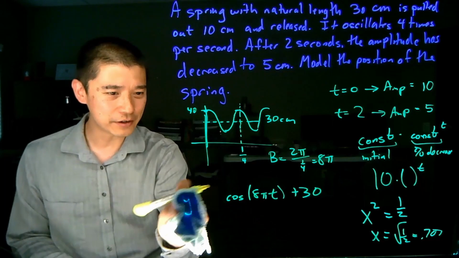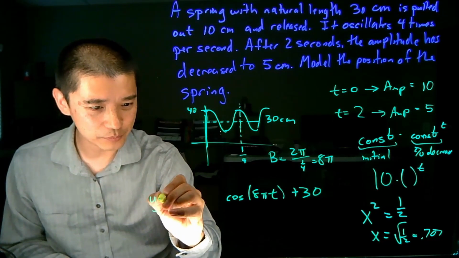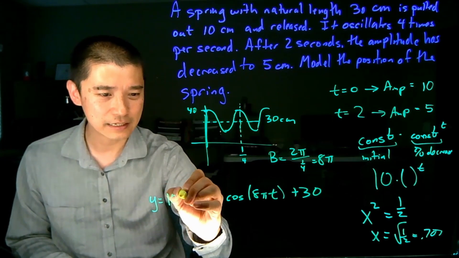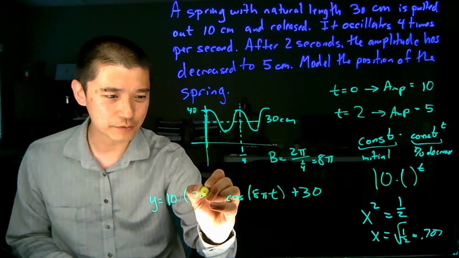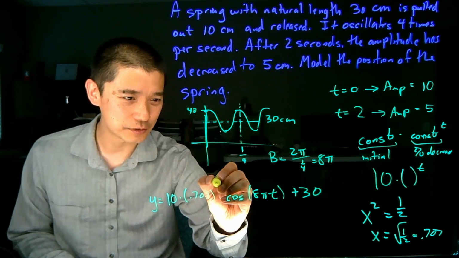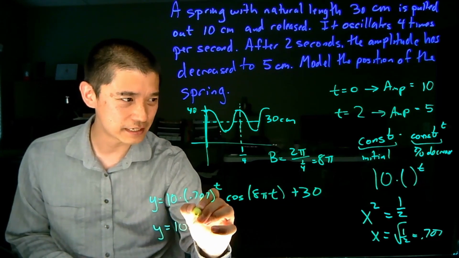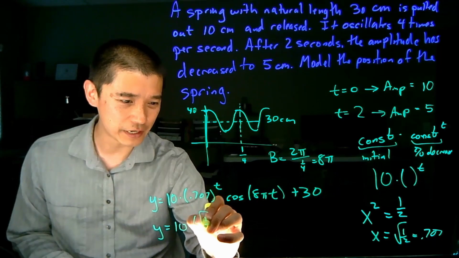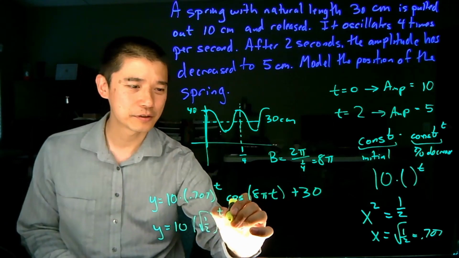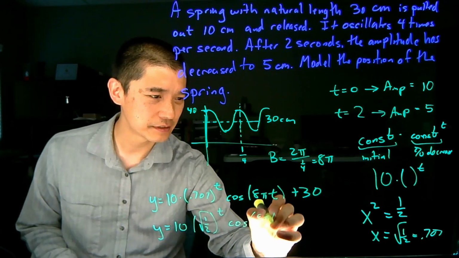And so our y value is going to be the initial 10 times 0.707 raised to the tth power. Alternatively, you can leave the exact value there: 10 times square root of 1/2 to the tth power, cosine 8 pi t, plus 30.